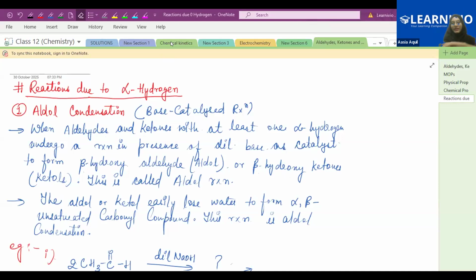Okay, so have you practiced the aldol condensation mechanism? Yes, ma'am.